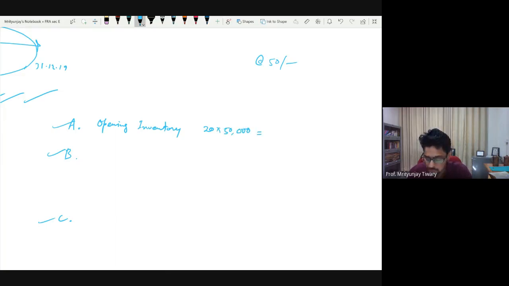So that means you had opening inventory worth rupees 10 crores. 10 lakhs. Now to this, we will add the purchases during the period. The purchase during the period.